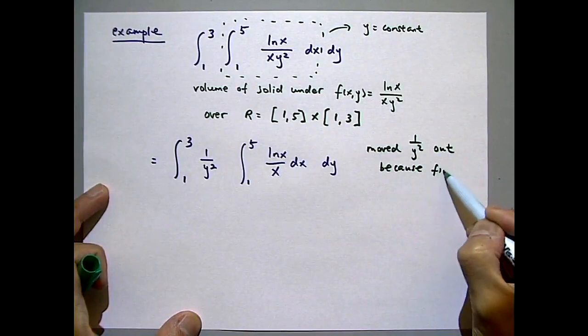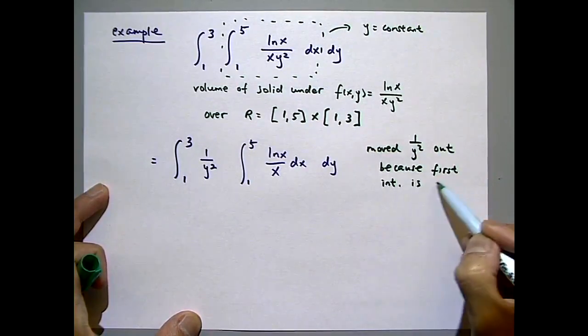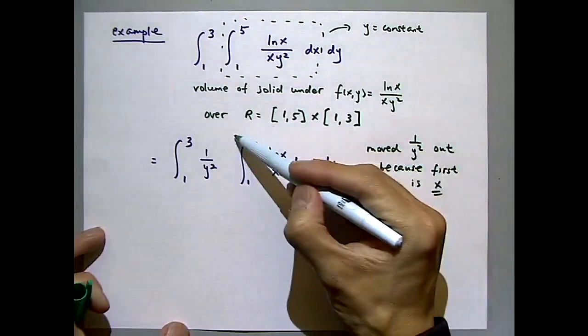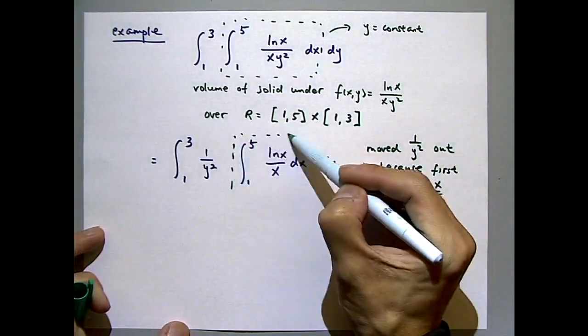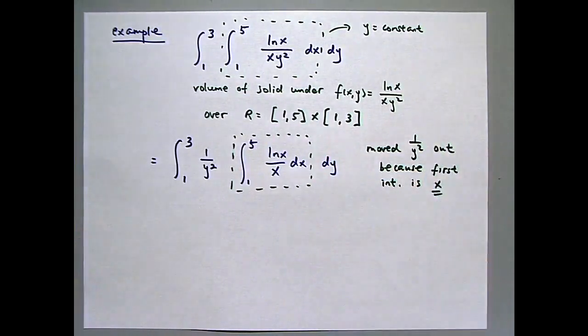Because the first integration is x, y is a constant, which we're free to move in and out of an integration however we want. So we're down to worrying about this one here. And once we're done with that, it'll be a something. We lump it with the y squared and then deal with it.